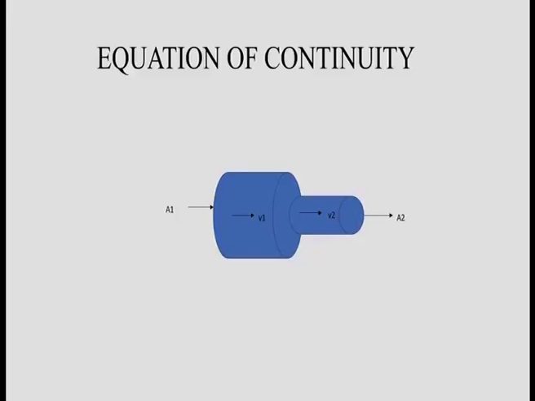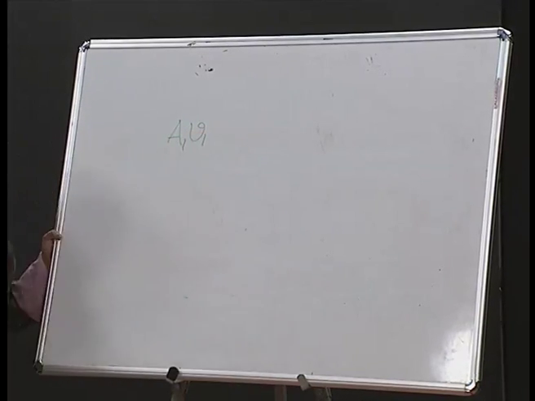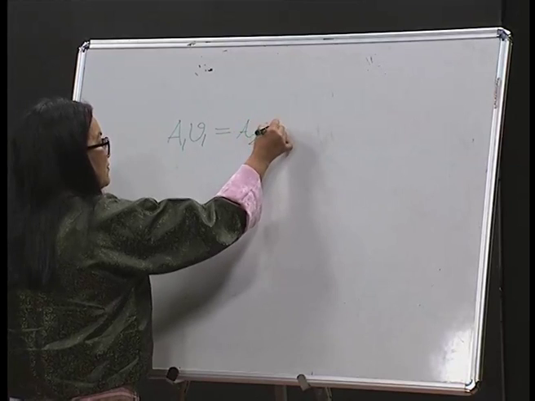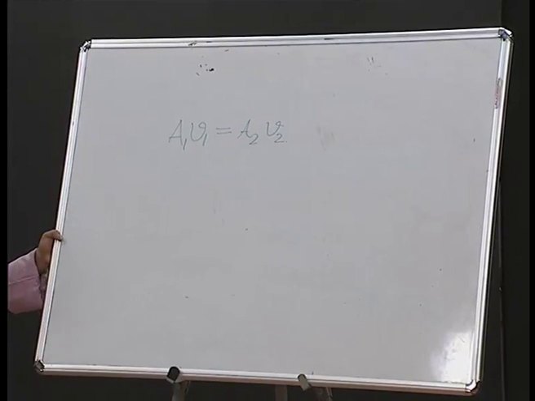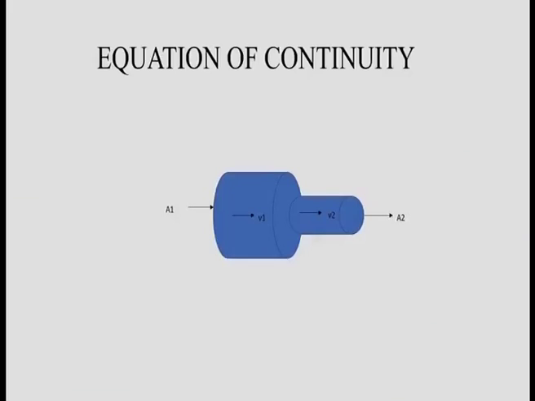Now according to this equation, it says that the volume of liquid in the A1 for a given time, if it enters, then the same volume of liquid should be coming out of the other end. So with that we have A1 times V1, the product of area and velocity at one end, will be equal to A2 times V2, the product of area and velocity at the other end. So this means that the product of area and velocity at a given time over any cross section remains the same.